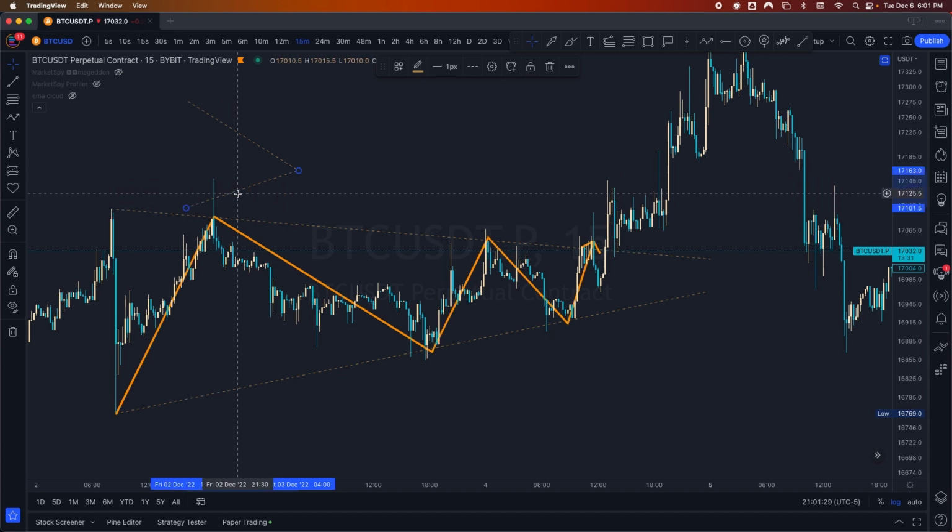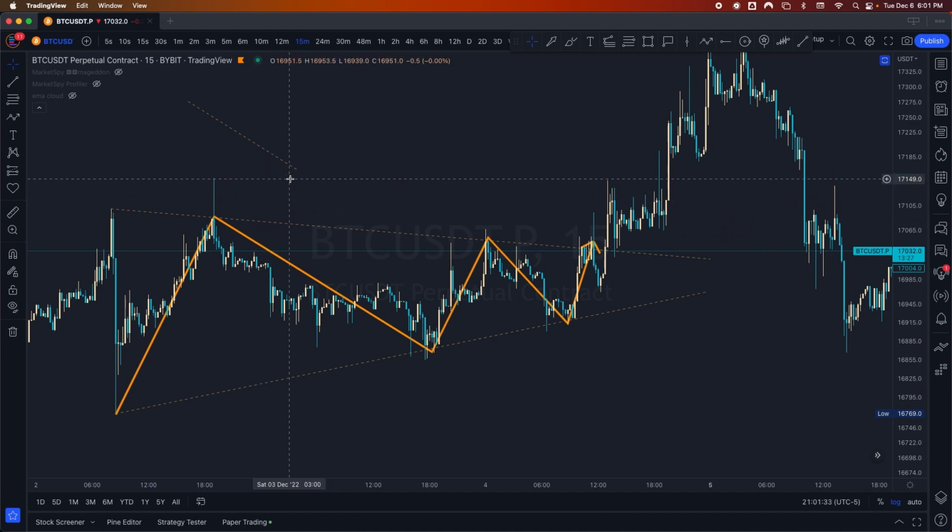Well, now it's right here. That means sellers are stepping up. And when they step up like this, that's when you can see the squeeze pattern happen. You can see sellers are stepping closer, buyers are stepping up.